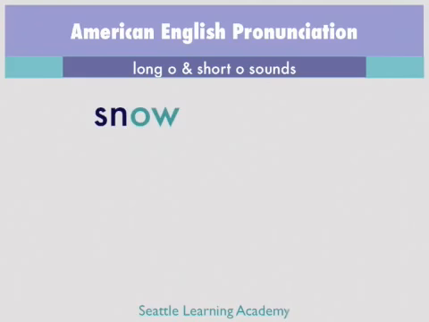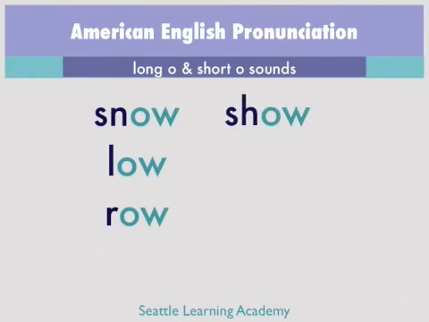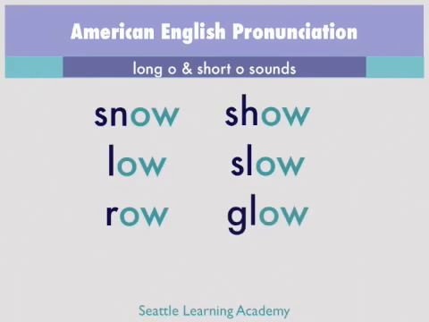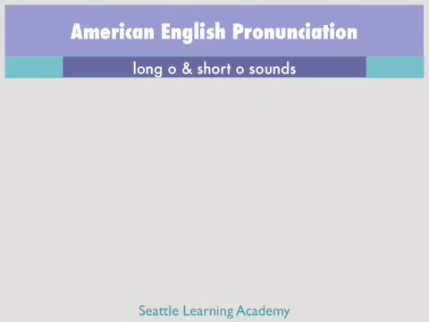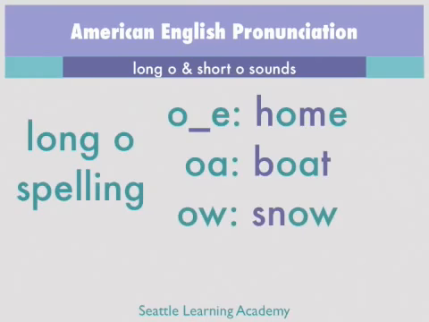Let's look at some words that have the long O sound and are spelled as O-W. Low, L-O-W. Row, R-O-W. Show, S-H-O-W. Slow, S-L-O-W. Glow, G-L-O-W. A fourth spelling for the long O sound is with the letter O.